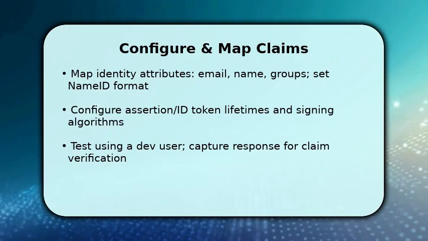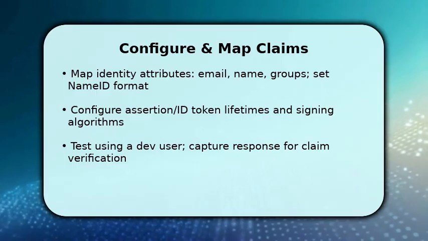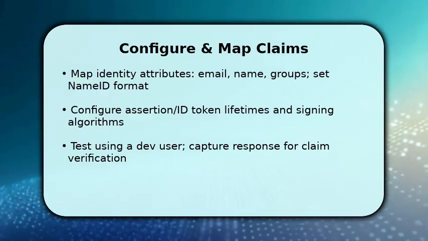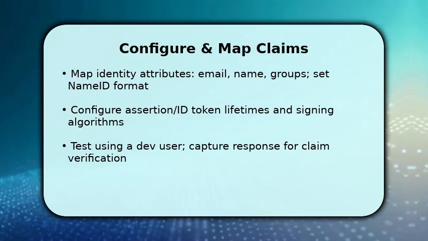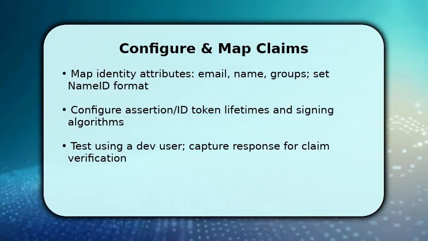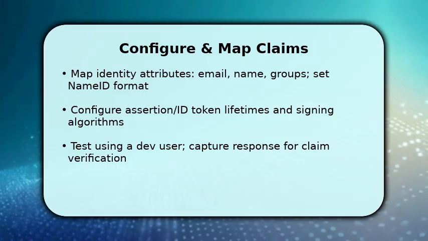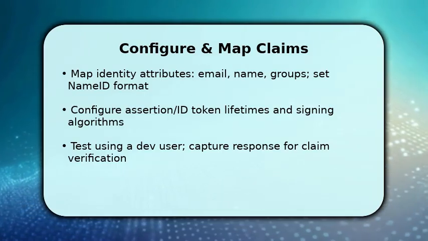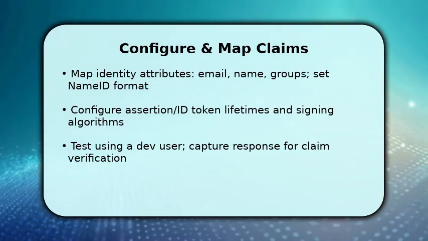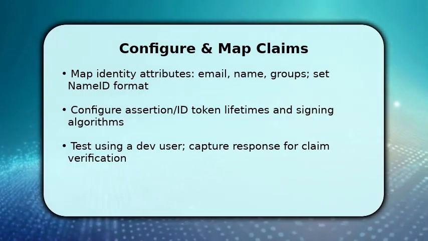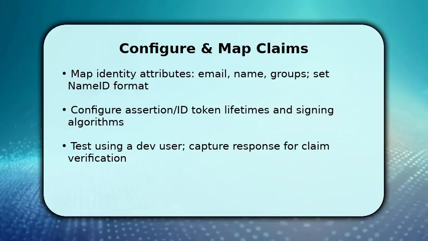Now configure the assertion or ID token, map email, display name, and groups to application attributes, and set the name ID format correctly so authentication succeeds. Adjust token lifetimes and choose signing algorithms that match your provider and app. Mismatches cause subtle failures. Implement attribute-based access controls if needed and generate a signed assertion to test.